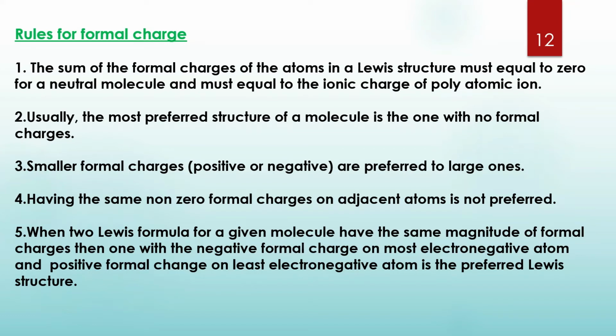When two Lewis formulas for a given molecule have the same magnitude of formal charges, then the preferred one has the negative formal charge on the most electronegative atom. The most electronegative atom tends to draw electrons towards itself, so having a negative formal charge on it is stable, and the positive formal charge should be on the least electronegative atom. The least electronegative atom draws electrons to itself less than the other atoms, so having a positive charge on it is more stable. And therefore, that structure is the preferred Lewis structure.